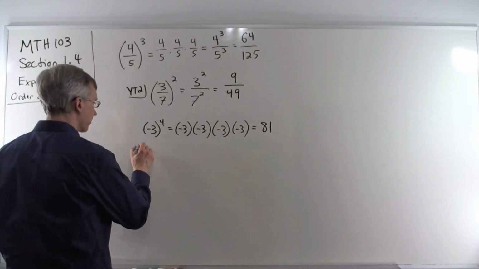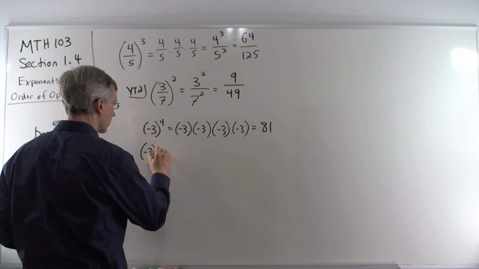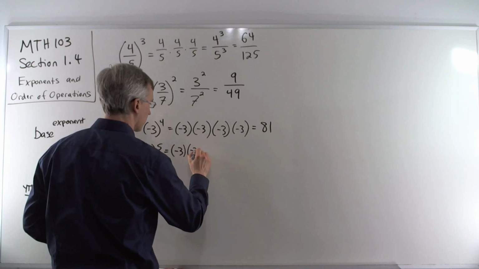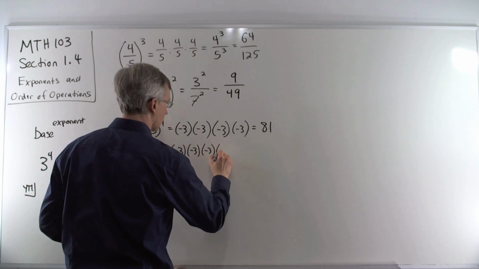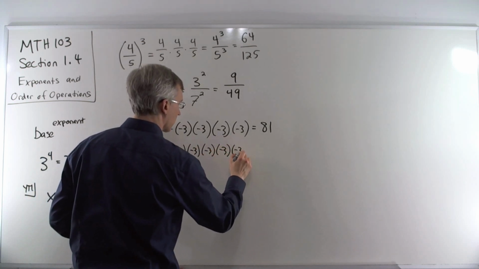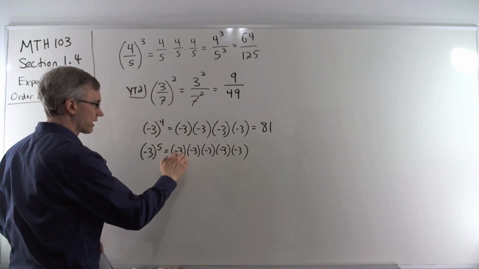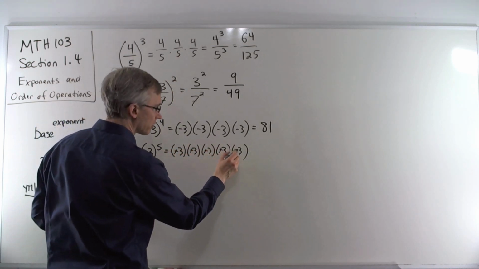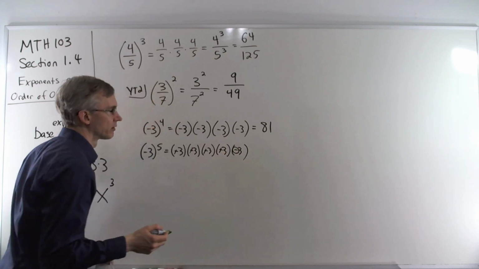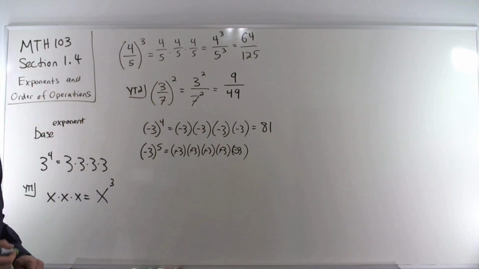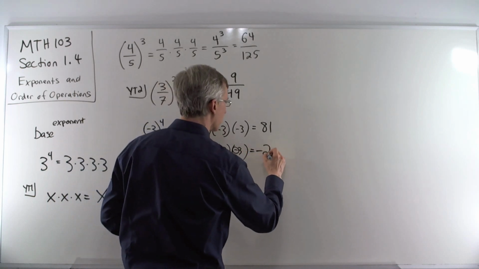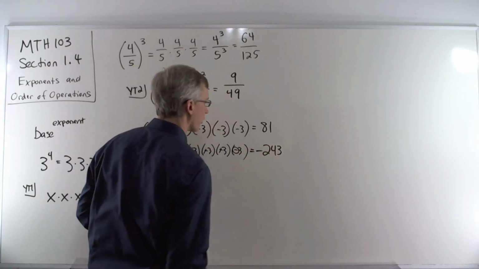But if we take negative 3 to the 5th power, then these negatives are going to cancel here. These negatives are going to cancel, and we're left with one negative remaining. So that's going to stay in our answer. That one doesn't get to cancel with anything. So we get negative 243.